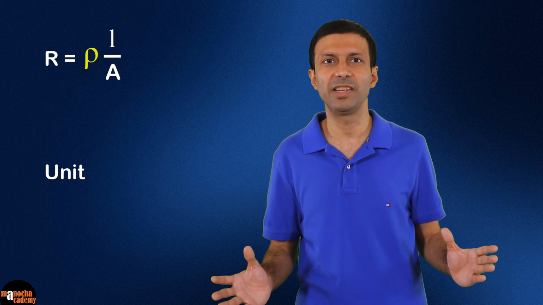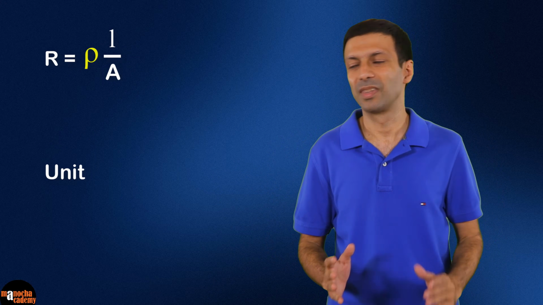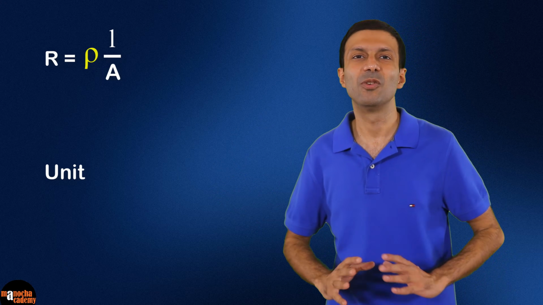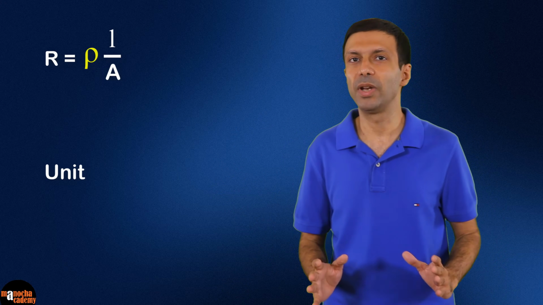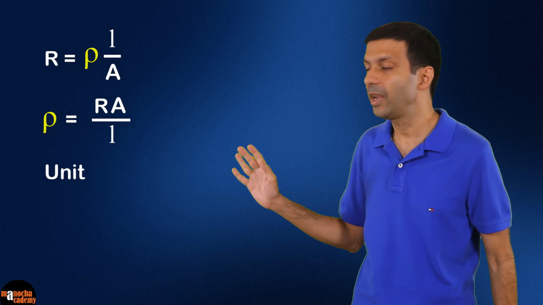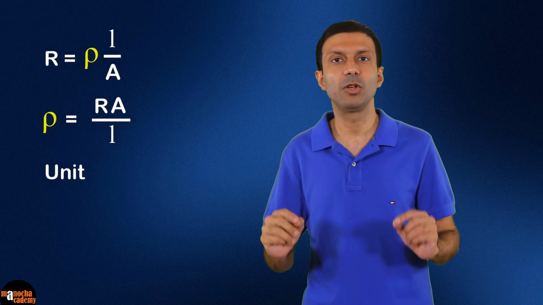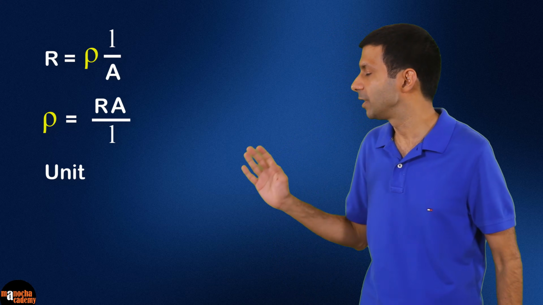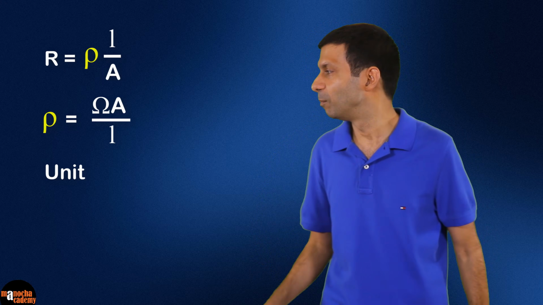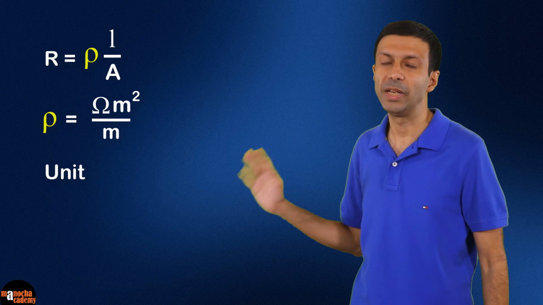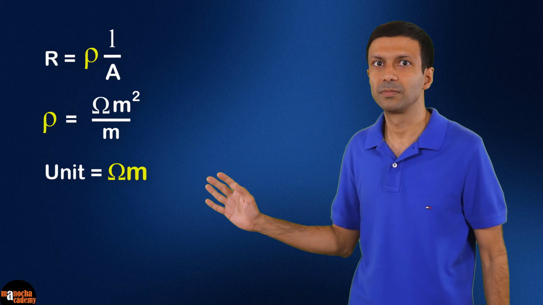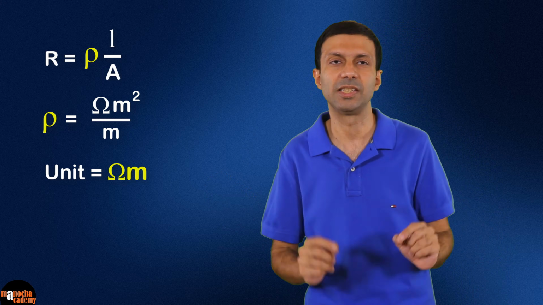What is the unit of resistivity? You don't need to remember it. Again, we can use this formula R equal to rho L by A to easily work out the units. Let's first bring resistivity rho to the left hand side. So we get rho equal to RA by L. Now let's substitute the units in the equation. The unit of resistance R is ohm. The unit of area of cross section A is meter square and length is meter. So we get the unit of resistivity as ohm-meter here. This is the SI unit of resistivity.